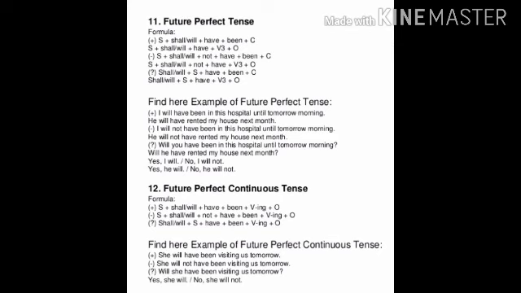So these were all 12 tenses and I made you understand by this chart plus examples. Now what you have to do is write down 5 sentences for each tense, and that also in all 3 forms: affirmative, negative and interrogative.